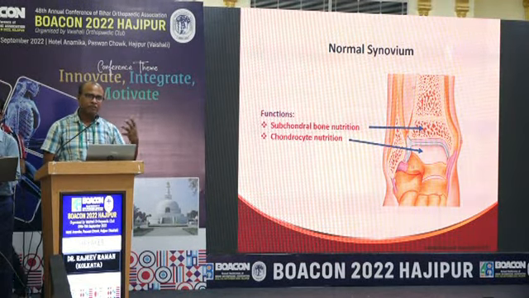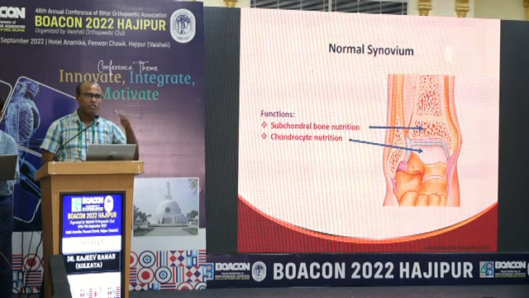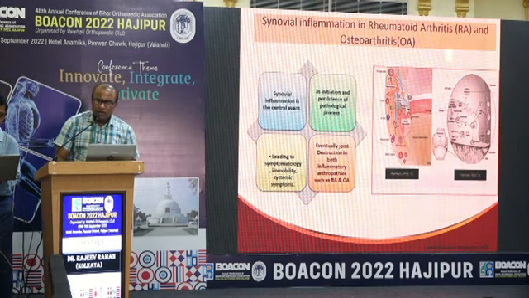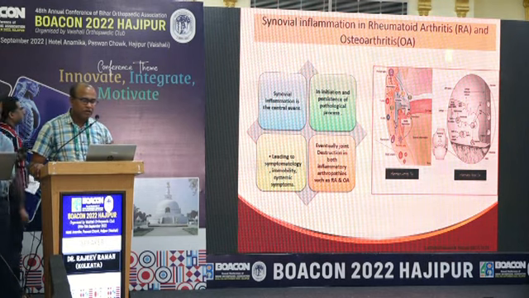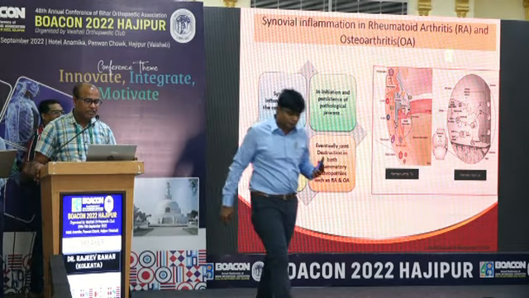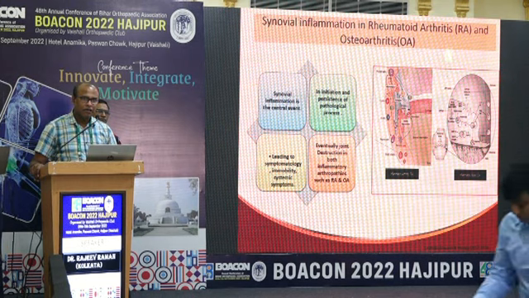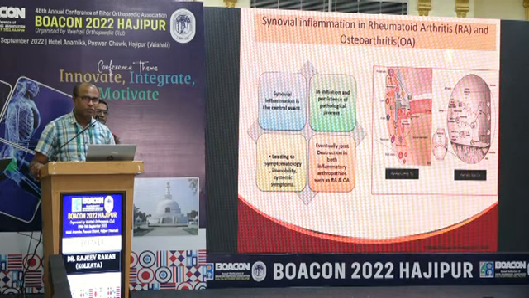So once you have synovitis and some pathology in the knee, ultimately the subchondral bone nutrition and the chondrocyte nutrition will be affected, and that will lead to some amount of cartilage degeneration or bone erosion in due course of time. Normally in our clinical practice, we get patients with either rheumatoid arthritis or osteoarthritis. And synovial inflammation is a key factor in both. The only difference is that the erosion is more with the rheumatoid component and less with the osteoarthritis component.